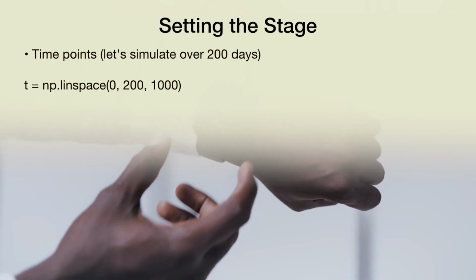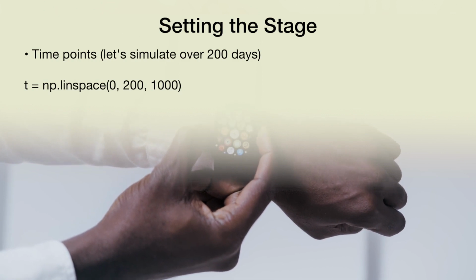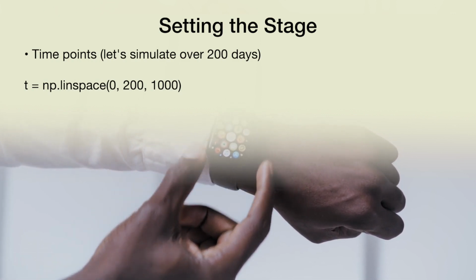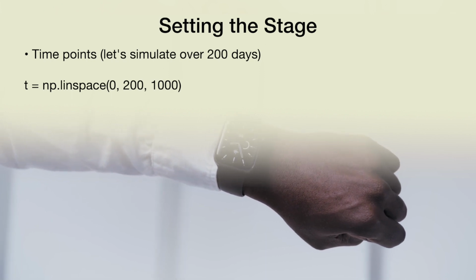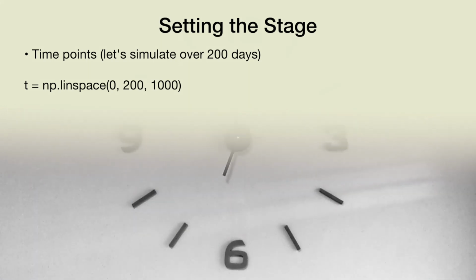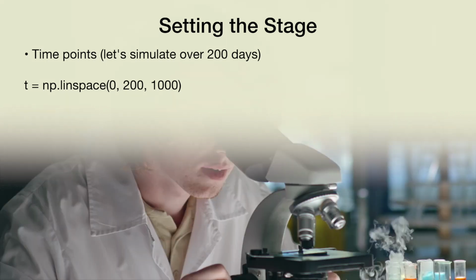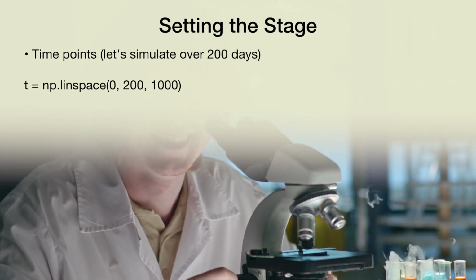Now we are trying to decide the time points. So let's simulate over 200 days. Even in the code I have written 200 days. For this simulation, we are trying to write T is equal to np dot linspace. np is the short form for the NumPy library that we are using, and linspace is a function inside the NumPy library. We are using 0 to 200 days and 1000 points.